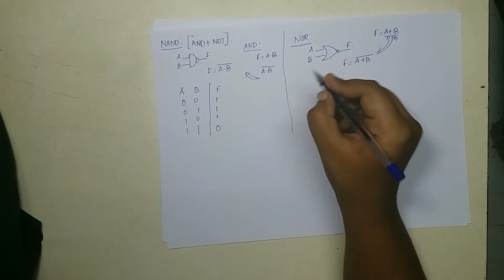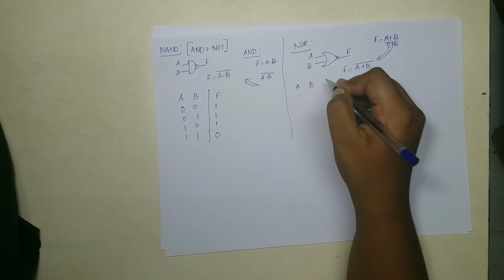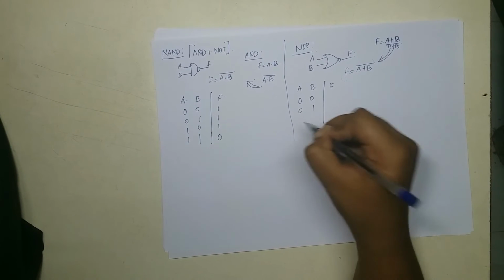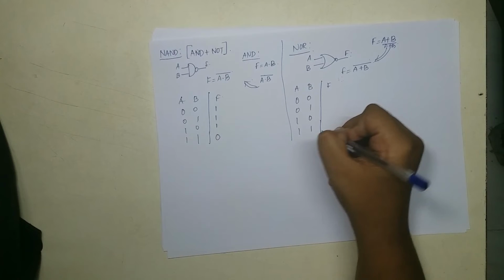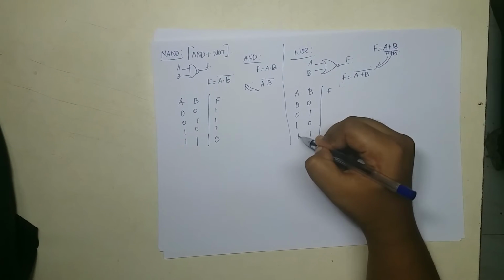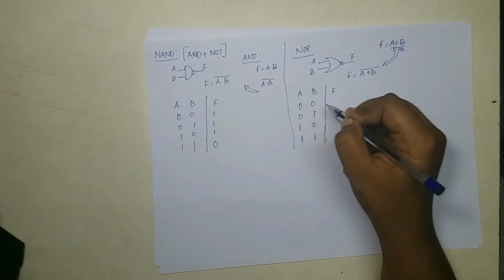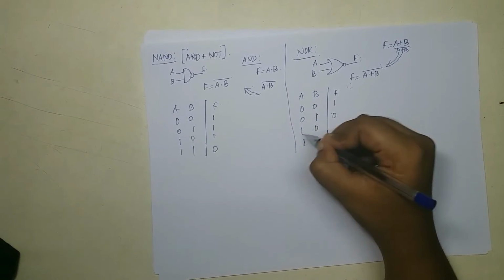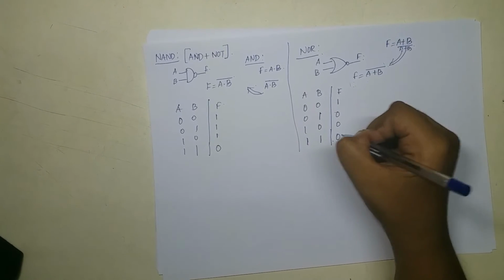Then the truth table for NOR gate is A, B and the output F. It has four combinations: 0, 0, 0, 1, 1, 0, 1, 1. So here if any one of the inputs is 1 or both the inputs are 1, the output will be 0 in the case of NOR gate. So here it will be 1, here it will be 0, here it is 0 and here it is 0.